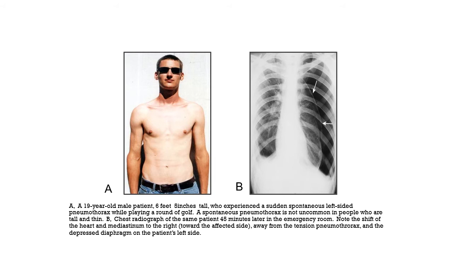This is a picture of a 19-year-old male patient, 6 feet 5 inches tall, who experienced a sudden spontaneous left-sided pneumothorax while playing a round of golf. A spontaneous pneumothorax is not uncommon in people who are tall and thin. B shows a chest x-ray of the same patient 45 minutes later in the ER. Note the shift of the heart and mediastinum to the right, away from the affected side with the tension pneumothorax, and the depressed diaphragm on the patient's left side.